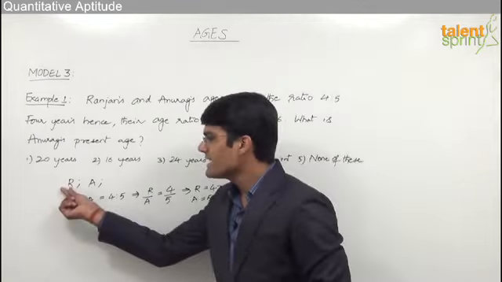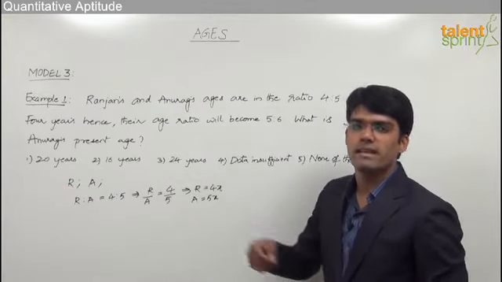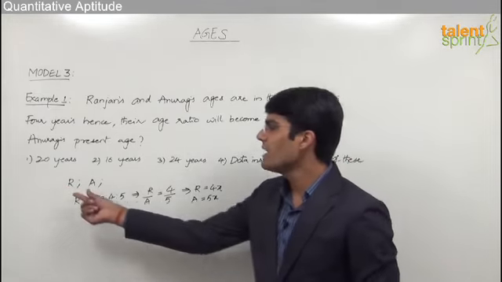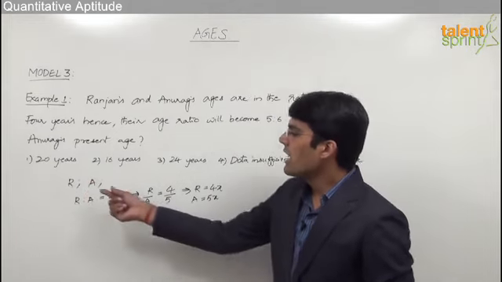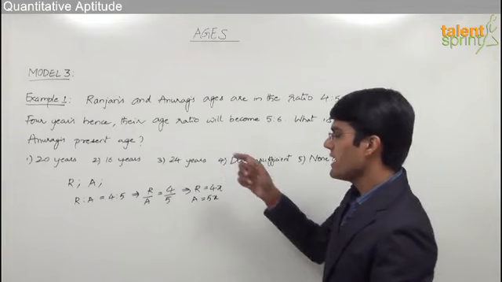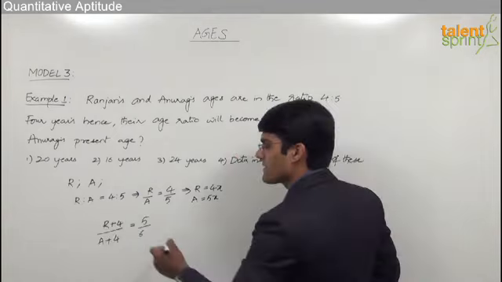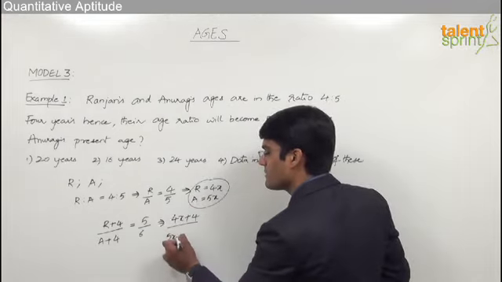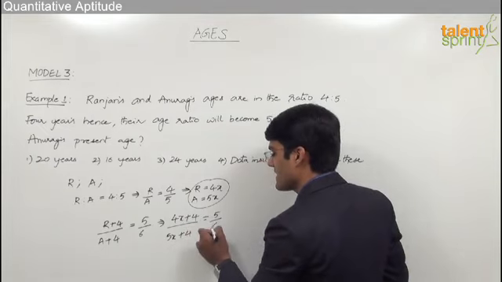Now the second statement here is 4 years hence their age ratio will be 5:6. If Ranjan's present age is R, his age 4 years hence will be R plus 4. Similarly, Anurag's age after 4 years will be A plus 4. So we can say that (R plus 4)/(A plus 4) is equal to 5:6 or 5/6. Now let us substitute R equals 4x and A equals 5x in the second equation. So we get (4x plus 4)/(5x plus 4) equals 5/6.